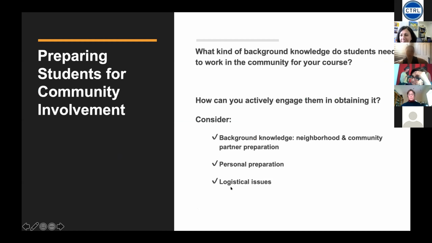What other concerns did you talk about in your groups, guys? What kind of background knowledge or personal preparation do your students need?